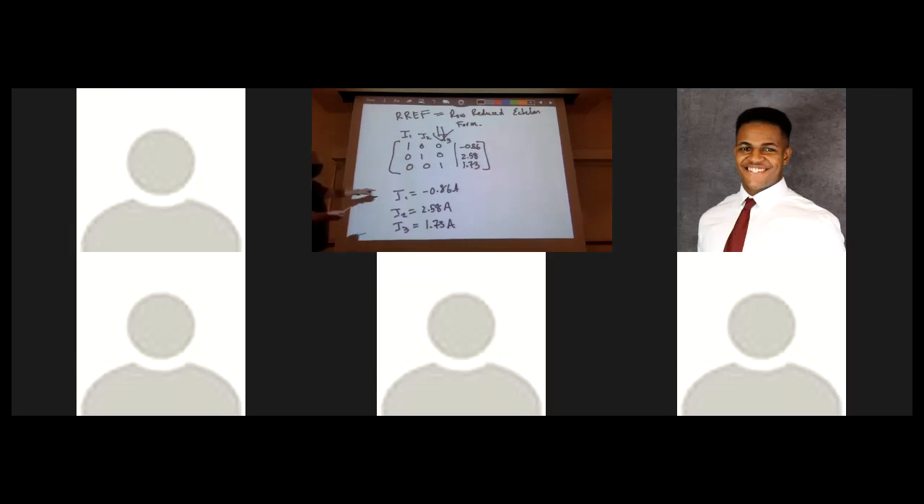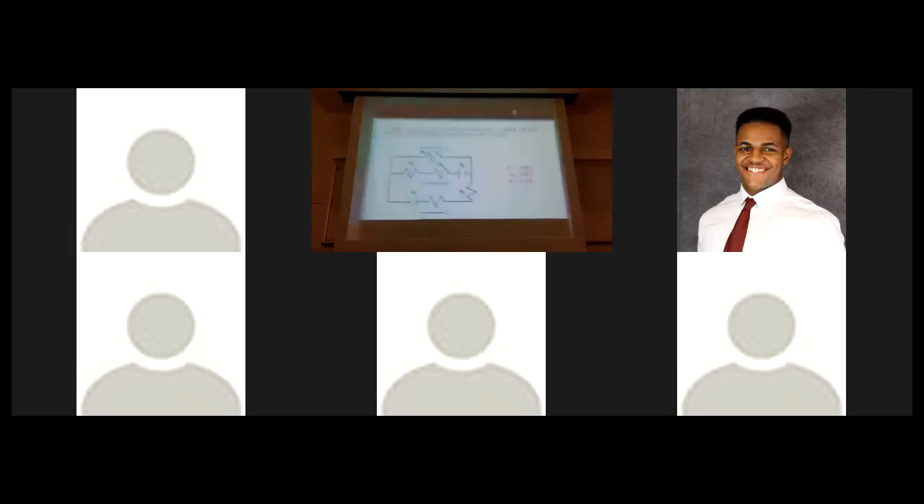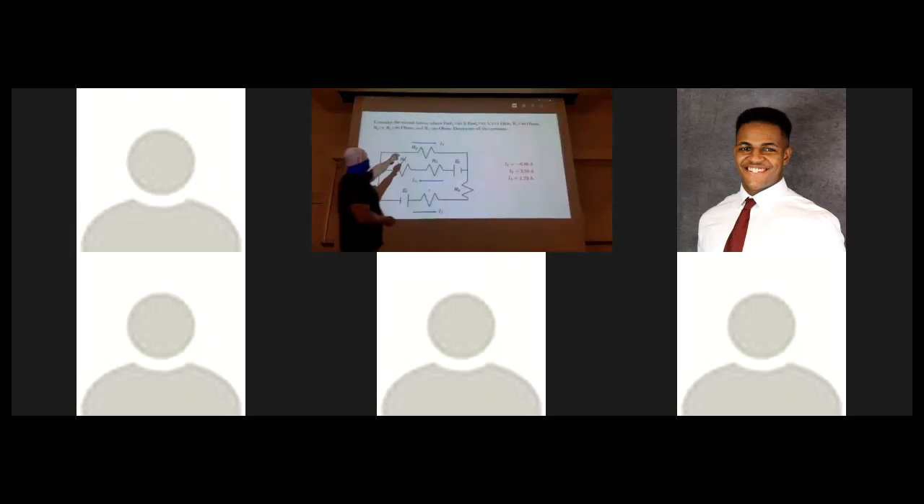The fact that I1 came out to be negative simply means that, again, if we go back to our picture, I chose I1 in the wrong direction. Instead of it going this direction, it was actually supposed to go this direction. Does that change the magnitude? No. Just tells me I chose the wrong direction.